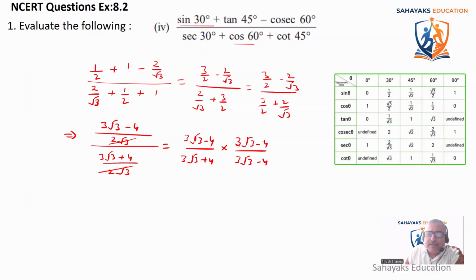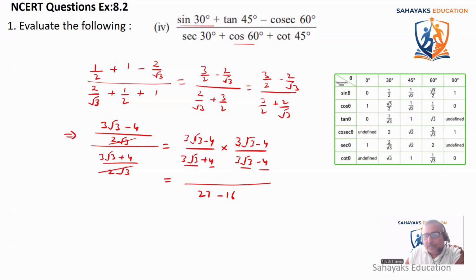Okay, so we are multiplying it by 1. That is 3 root 3 minus 4 divided by 3 root 3 minus 4. So it is a plus b into a minus b. We know it comes out to be a square minus b square. So let's write the denominator first. a plus b into a minus b is a square minus b square. What is a square? 3 square is 9, 9 into 3 is 27, minus 4 square is 16.